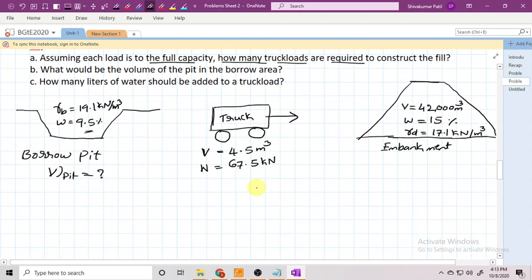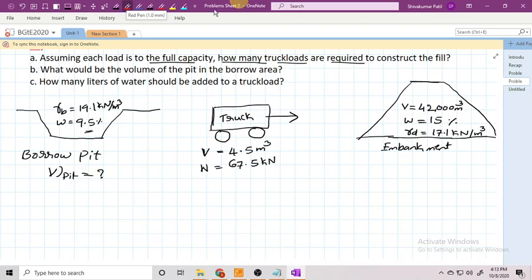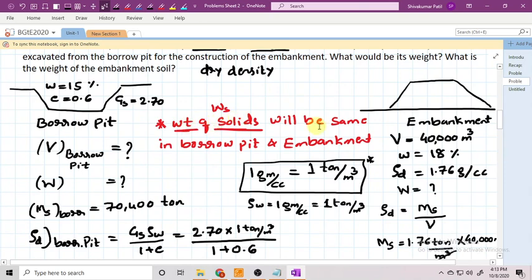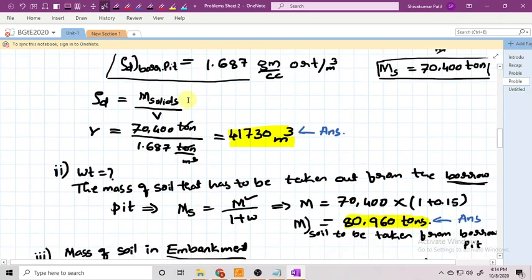Yeah, again the same funda you should use here. So what is that same funda? In the previous problem I showed you, the weight of solids will be the same in borrow pit and embankment. So here and here the weight of solids will not change. So what is going to change? Only the weight of water is changing. The weight of solids remains the same. Anyway, weight of air is zero. So in the total weight, only the weight of water is changing. So the same funda you should use here.